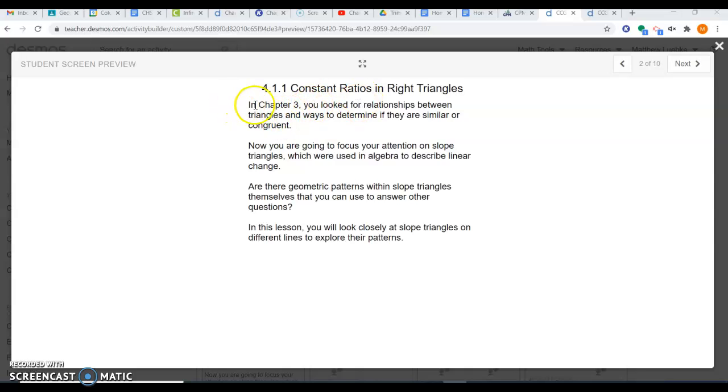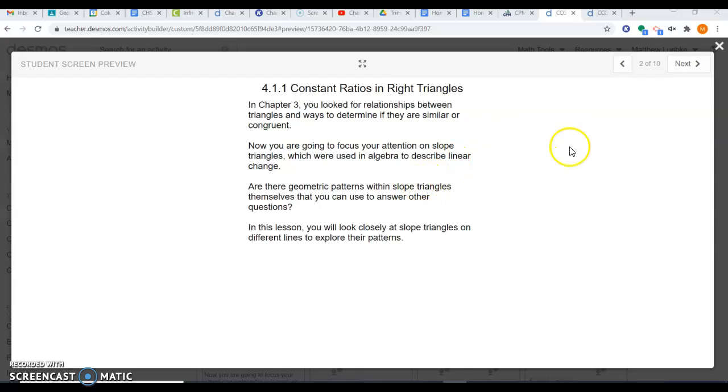Okay, here is a video guide for lesson 4.1.1, constant ratios in right triangles. It says here that in chapter 3 we were looking at triangles and determining similarity or congruency based on those conditions we discovered. Now, in the beginning of chapter 4.1, we're going to look a little more closely at slope triangles.